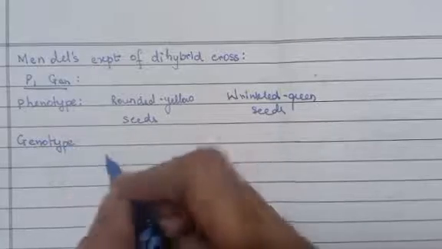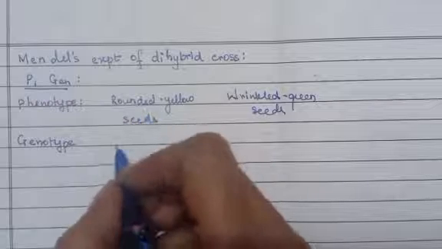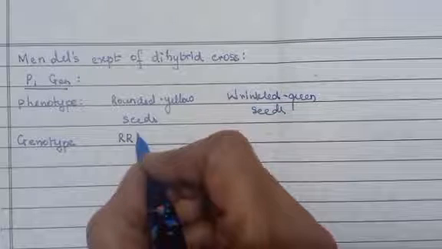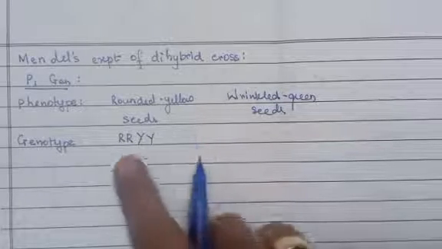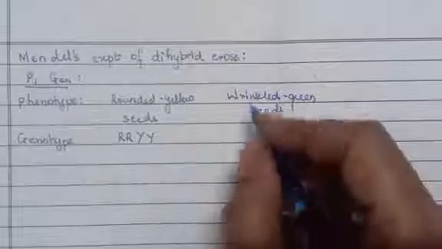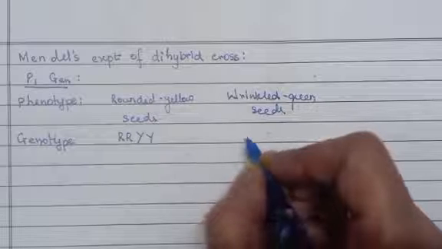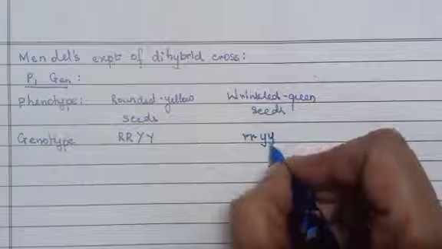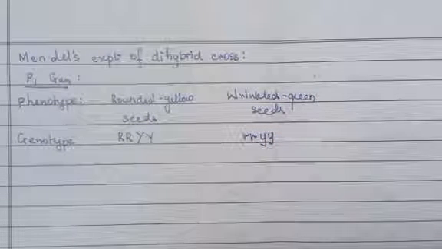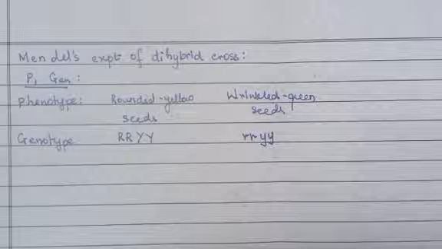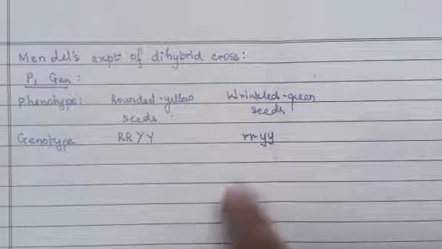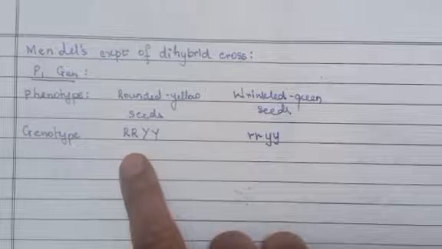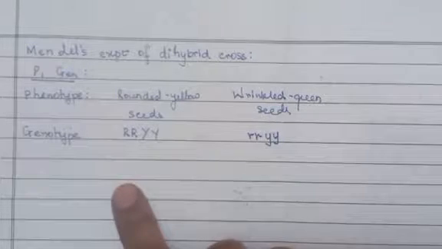So when I talk about genotype, over here the rounded is a dominant characteristic and yellow also is a dominant characteristic. So I'm going to write capital R, capital Y, capital R, capital Y. And wrinkled is a recessive characteristic, so small letter r. And green also recessive, so I'm going to write green as small letter y. Okay, so that is a standard way of writing. Though wrinkled starts with W, we write it with R because rounded, compared to wrinkled, is a dominant characteristic.